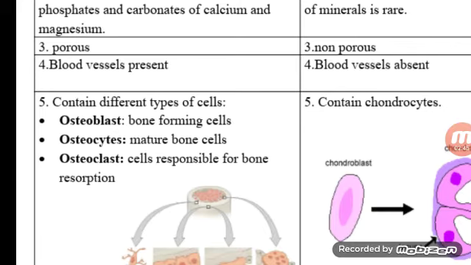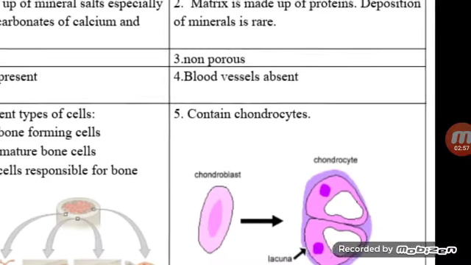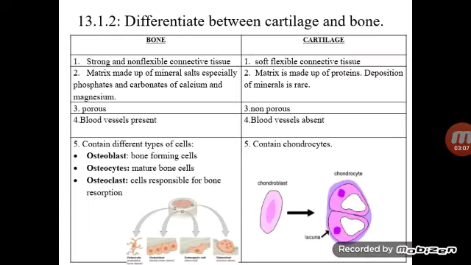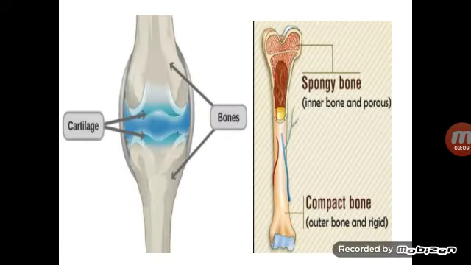Number 5, bones contain different types of cells like osteoblast, osteocyte, osteoclast, while cartilage contains chondrocyte cells. There is no need of further detail of structure. In this slide, we are showing you bones and cartilage.